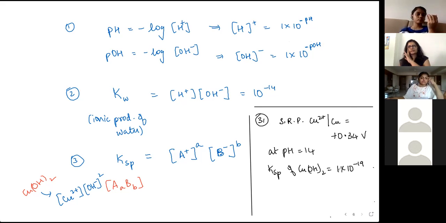Okay, so this is the deal. These are your given conditions. Using this, you need to find out the reduction potential at pH equal to 14.